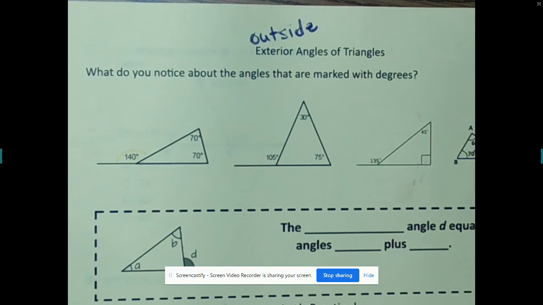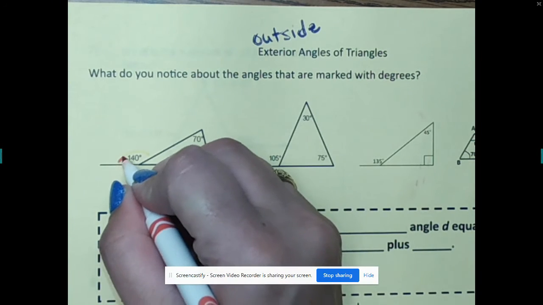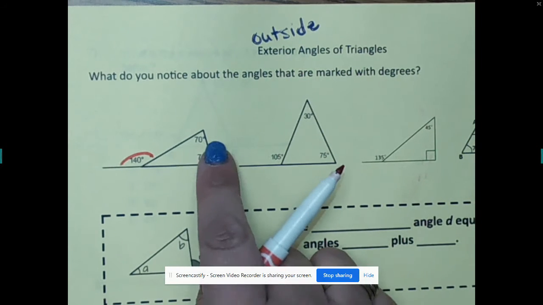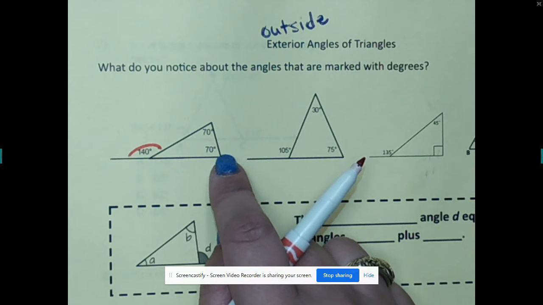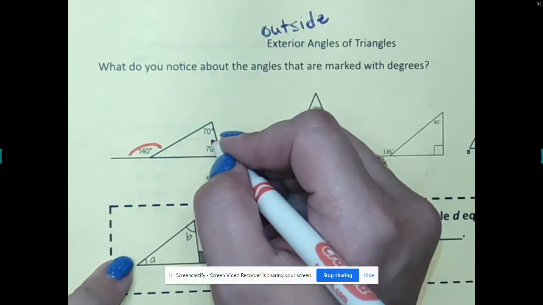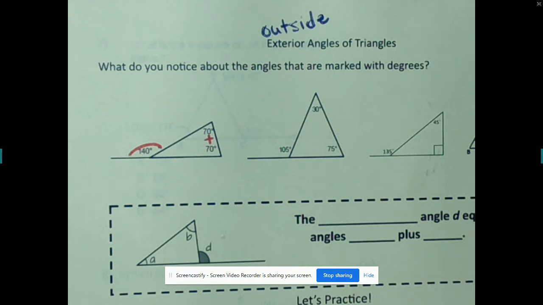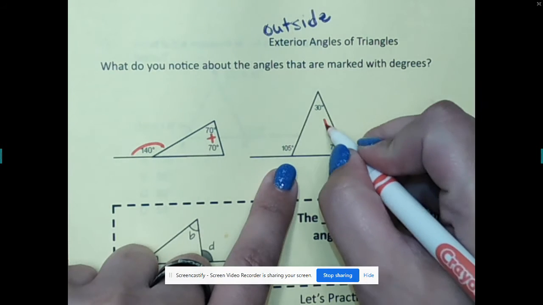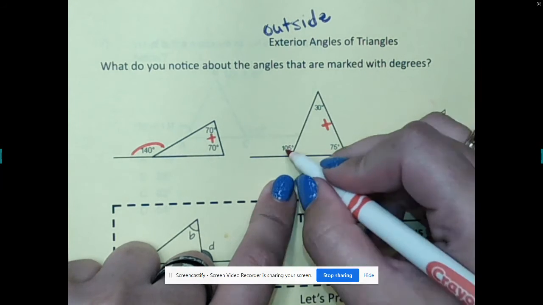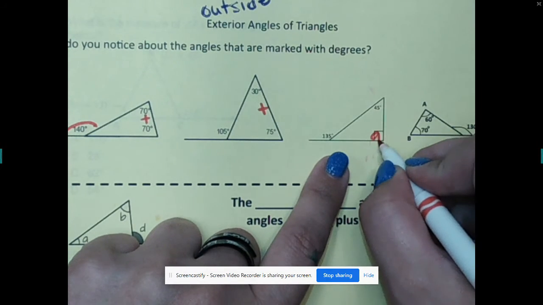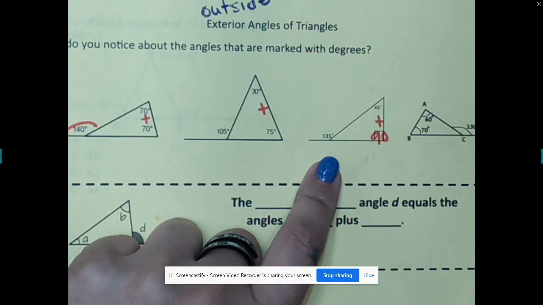Okay, there is some kind of relationship with the inside angles. That's 140. These are 70. What do you think the relationship is, Emily? Very good. If you add the two angles that are opposite, that are inside, it equals the same. Let's see if that's still true. Okay? Is 30 plus 75 105? Yes. Okay, here. Is 90 plus 45 135?